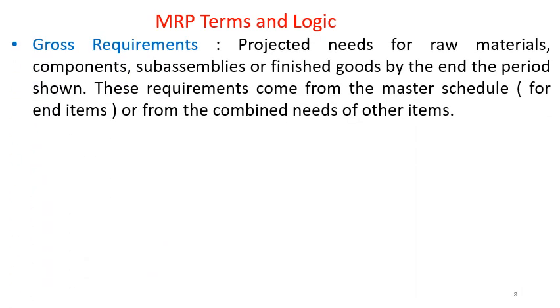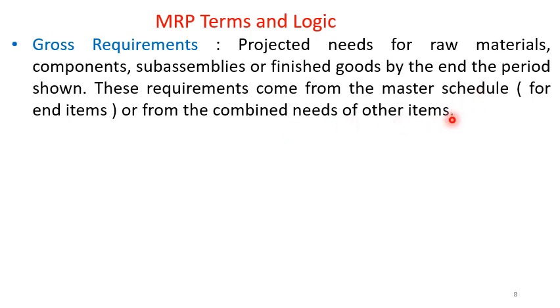One is gross requirements. When we talk about materials and ordering, what is a gross requirement? The term gross here refers to the projected needs for raw materials, components, sub-assemblies or finished goods by the end of the period shown. These requirements come from the master schedule for the end items or from the combined needs of other items.